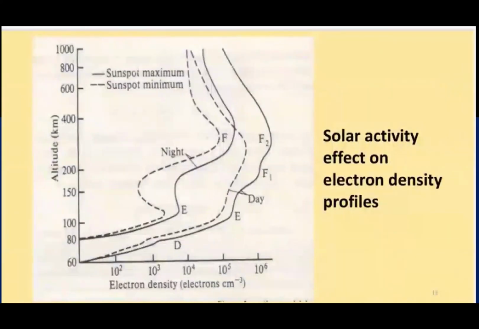Now, this is also shown in a different way. If you look at the electron density profile during solar maximum and solar minimum, as indicated by the full line curves and the dotted line curves, there's a clear distinction between solar maximum and solar minimum. And also there is a clear distinction between day and night values, or nature, of the electron density profile.